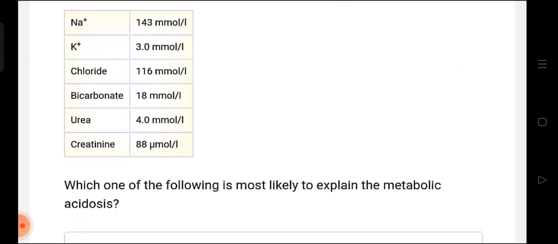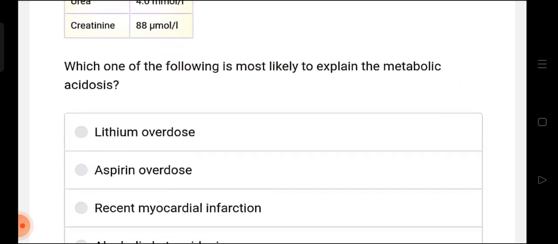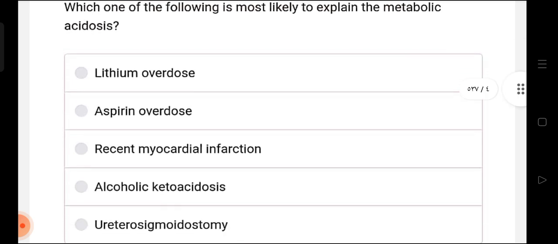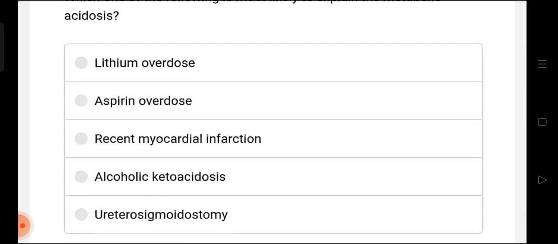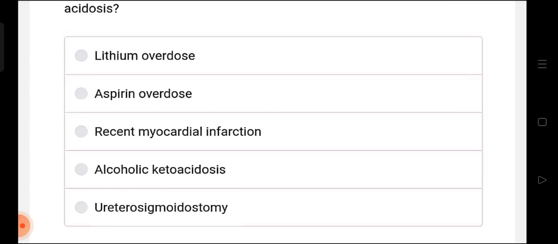Which one of the following is most likely to explain the metabolic acidosis? He will give us some causes of metabolic acidosis, mostly high anion gap and low anion gap causes. According to the measured anion gap, we will answer this question. The choices are lithium overdose, aspirin overdose, recent myocardial infarction, alcoholic ketoacidosis, and ureterosigmoidostomy.